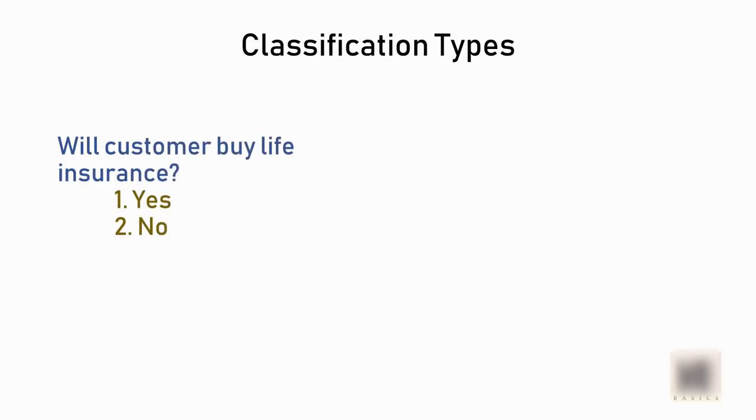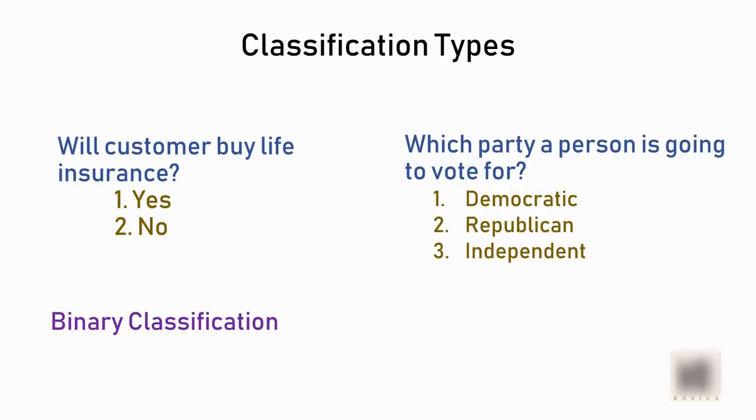Now, in the classification examples that we saw, there are two types. The first example was predicting whether a customer will buy insurance or not. Here the outcome is simple yes or no. This is called binary classification. On the other hand, when you have more than two categories, that is called multi-class classification.